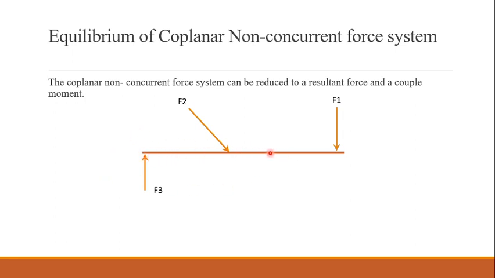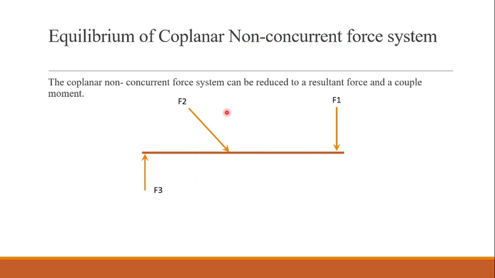Say this is a beam and these are the forces acting on the beam, that is F1, F2 and F3, wherein F1 and F3 are vertical forces and F2 is an inclined force. So they are acting in the same plane but they are not acting at a single point. That is called a coplanar non-concurrent force system.